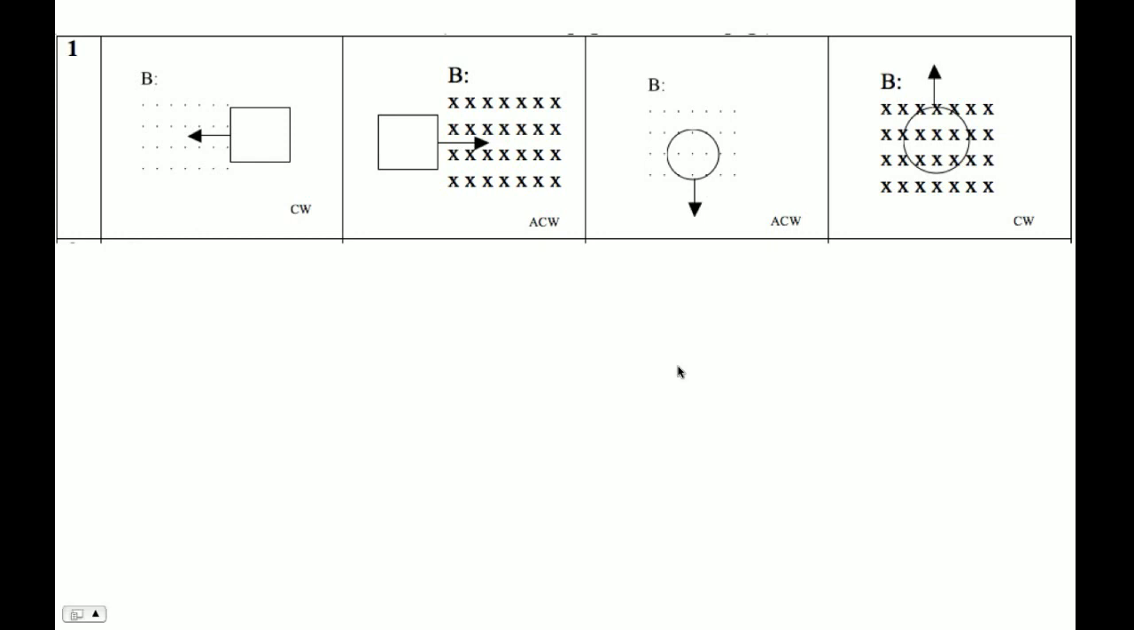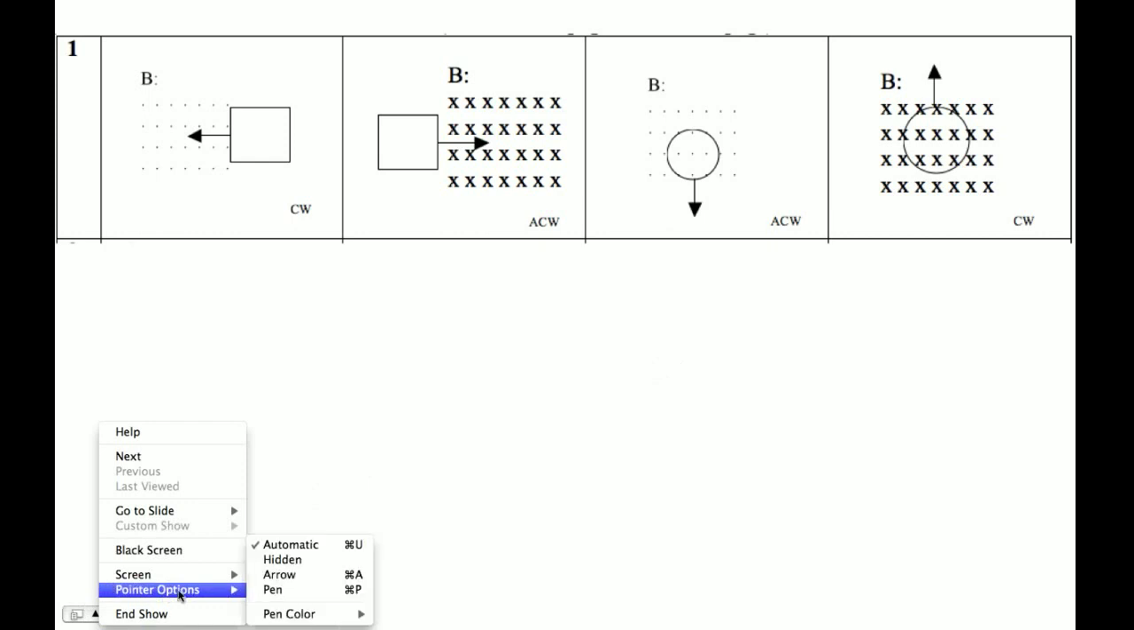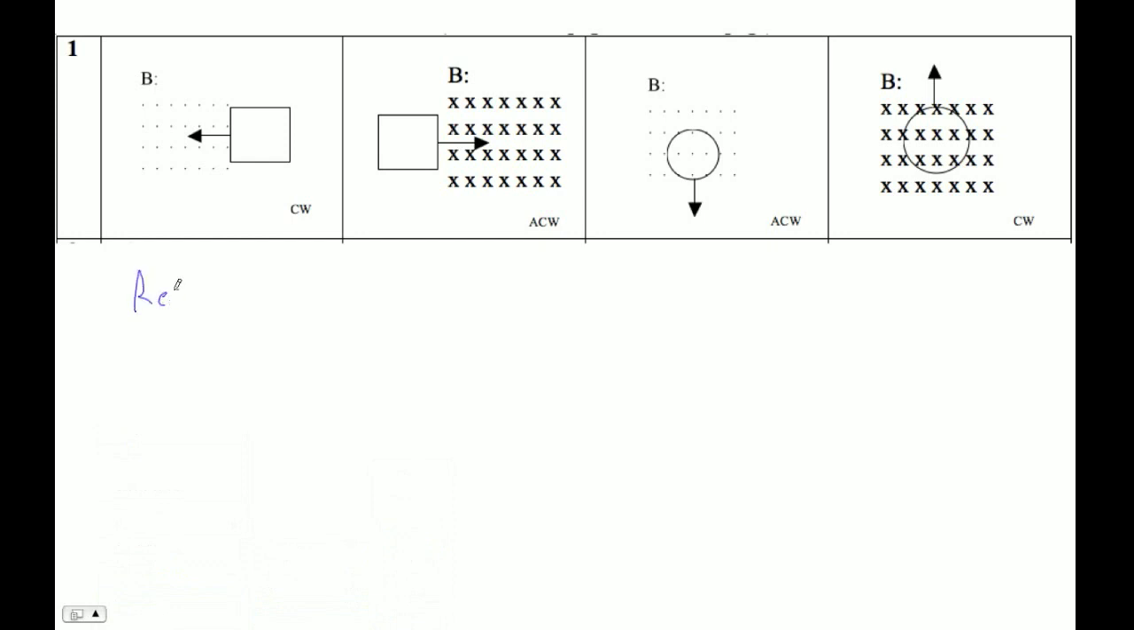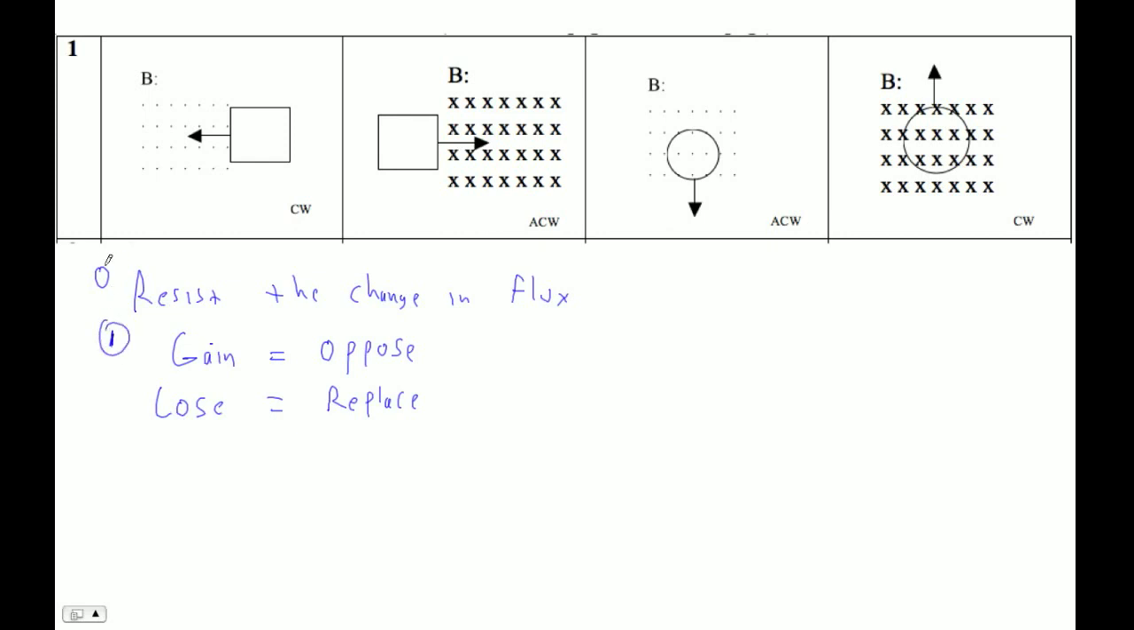Okay, the basic idea behind these things is that we always resist the change in flux. So concept zero is: if we gain flux, the current's going to flow in these little loops so as to oppose the gain. And if we lose flux, then we will replace it. So this is concept zero. This is concept one. That's how you put it into action.